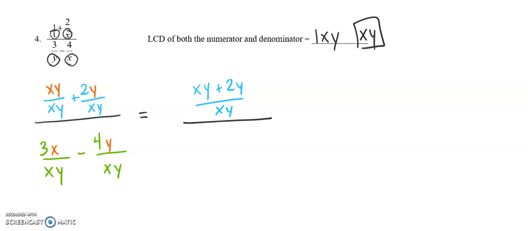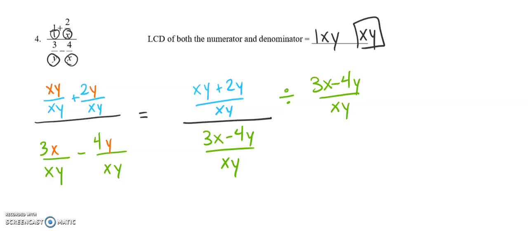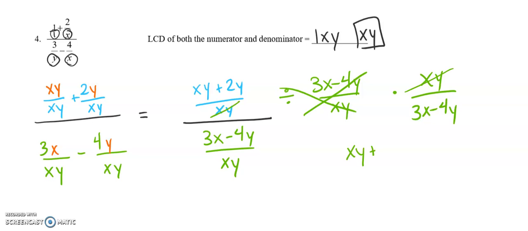divided by, and in the bottom we get 3x minus 4y over xy. Now remember, this is written vertically, so if we write it horizontally, we get that. But then what? We have to multiply by the reciprocal. So then we're really going to multiply by the reciprocal, which then those denominators entirely cancel out, and we're left with xy plus 2y over 3x minus 4y.